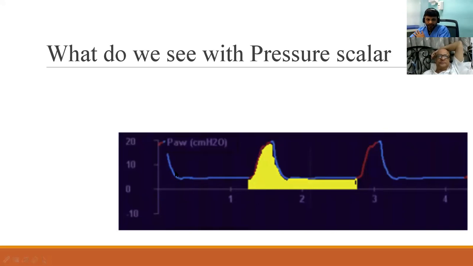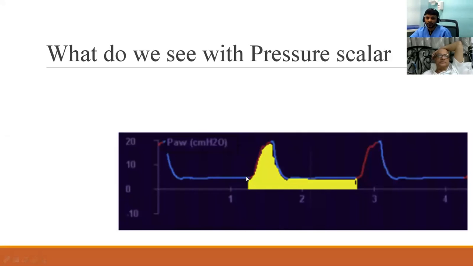So this particular blue and red trace is the pressure scalar of this particular loop. Now, when you see this baseline pressure that is being delivered to the baby at all times, that is the PEEP that we are setting up. That is the end expiratory pressure we want at all times for the baby. And when you're seeing this upbeat, this is the pressure that you're giving in the peak. This particular point is the peak inspiratory pressure that you're giving.